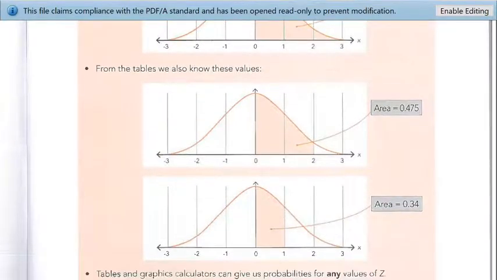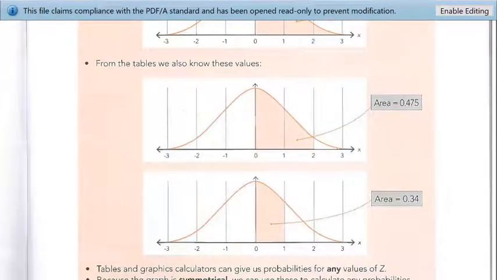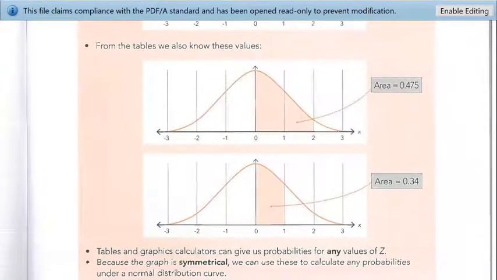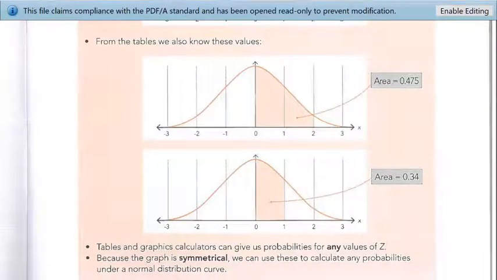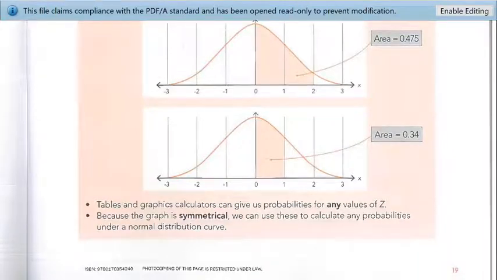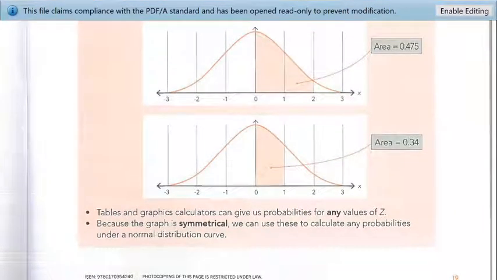So you see there, the area of one standard deviation above is 0.34, which I use as 34.1%. Anyway, generally we find the probabilities by using tables, but we're going to find them using the graphing calculator.